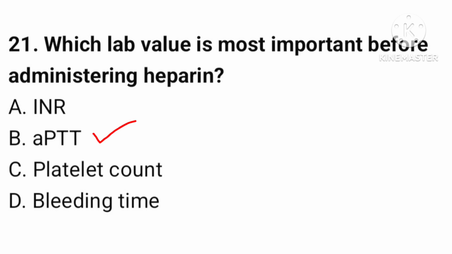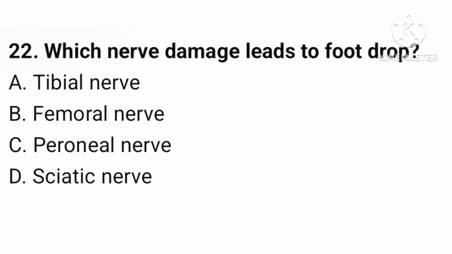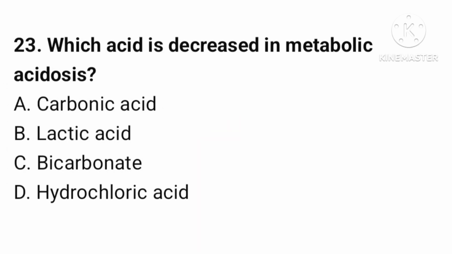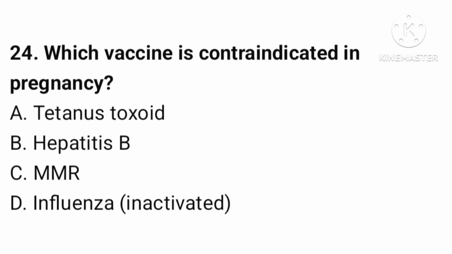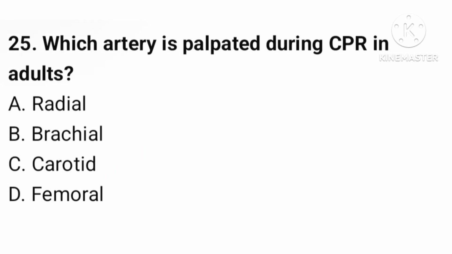Correct option is B. Which nerve damage leads to foot drop? Correct option is C. Which acid is decreased in metabolic acidosis? Correct option is C. Which vaccine is contraindicated in pregnancy? Correct option is C. Which artery is palpated during CPR in adults?